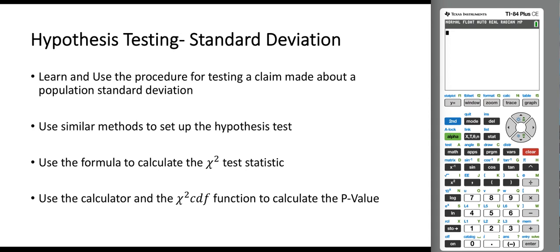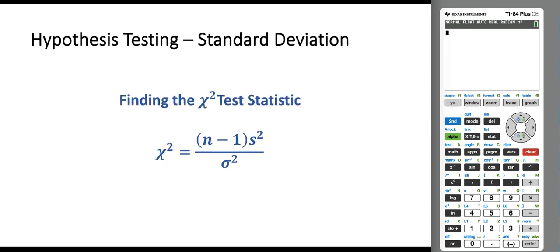We're going to be using the formula to calculate the chi-squared test statistic, and we're going to be using the calculator in the chi-squared CDF function to calculate the p-value. I'm going to go through two examples. Okay, so let's get started.